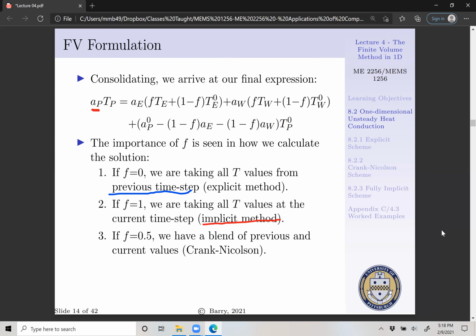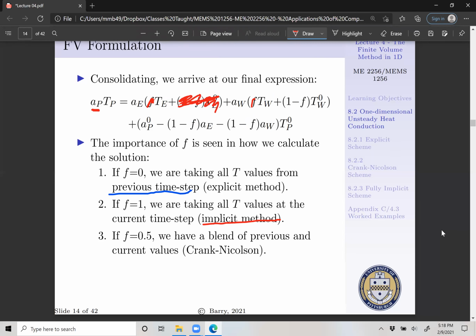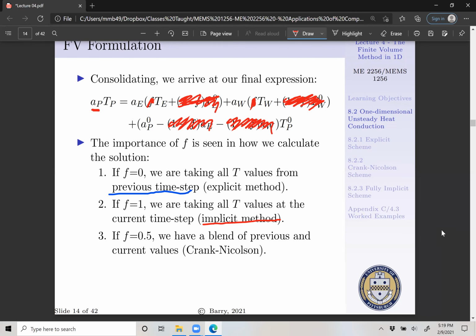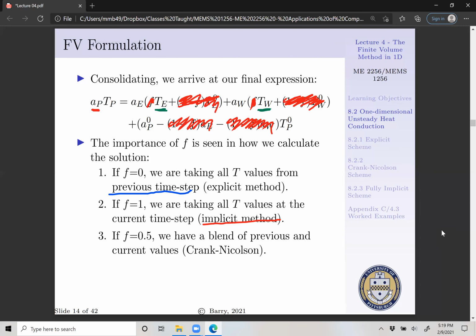Now, the opposite end of the spectrum is if we set our weighting factor to unity, we are left with the implicit method, which relies on us calculating everything at the current time step. So if f is equal to unity, that guy goes to 1, this term drops out, this goes to 1, this term drops out, this term drops out, this term drops out. And what we have is we are taking our neighboring values, T east and T west, at our current time step, just as we drew a moment before, and TP naught from our previous time step.